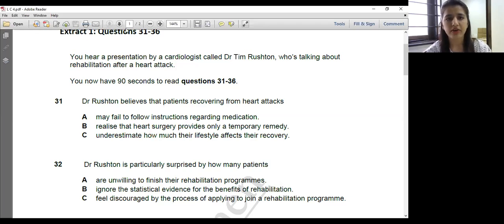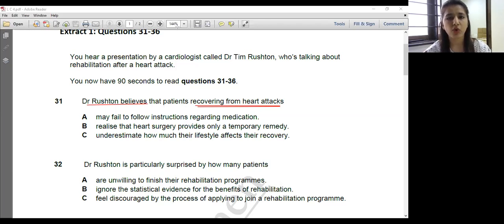So as you can see here, the first question says, Dr. Reston believes that patients recovering from heart attacks... So what is his belief about the patients who are recovering from a heart attack?